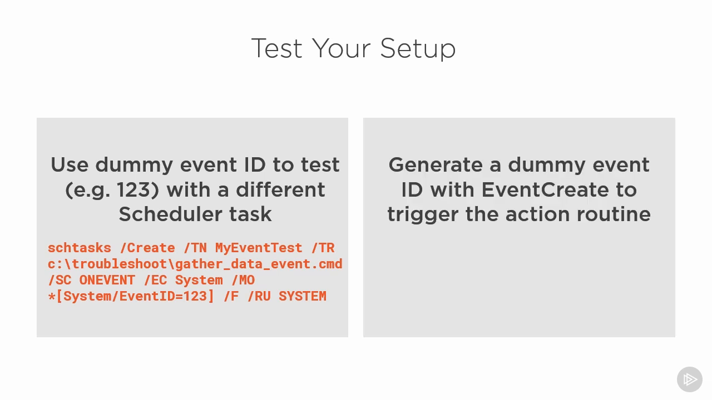Now to test this event, we'll actually generate a dummy event with the command eventcreate /l, that's the log file system, an informational event, and the ID is 123. And there's just a description of the event. So this will actually allow you to test your task to see if it indeed recognizes that event and causes the action routine to fire off.